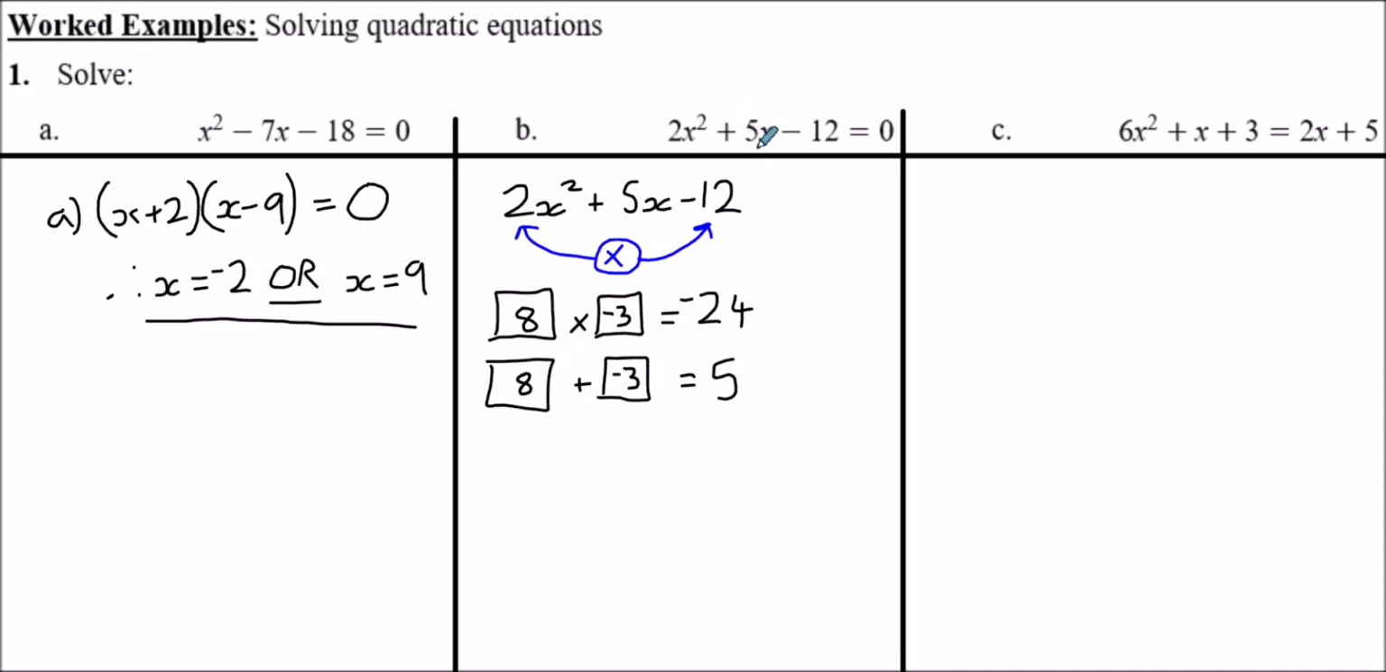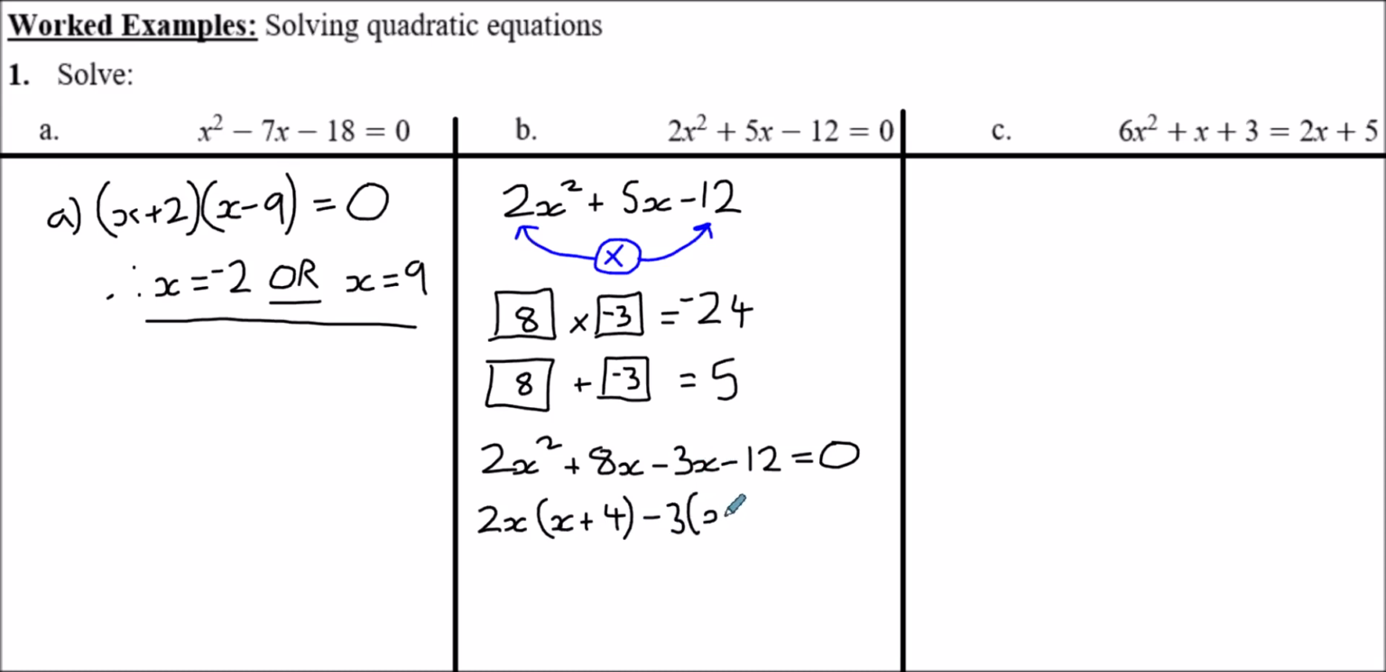What we now do is partition the 5x into a positive 8x and a negative 3x. So we rewrite this as 2x squared plus 8x minus 3x minus 12 equals 0. We can now factorise twice. These two bits here we can factorise into a 2 and an x, which gives us x plus 4 in brackets. These two bits here are both negative and have a common factor of 3, so we can factorise out a negative 3. And again we get the same bracket, which is no coincidence, x plus 4.